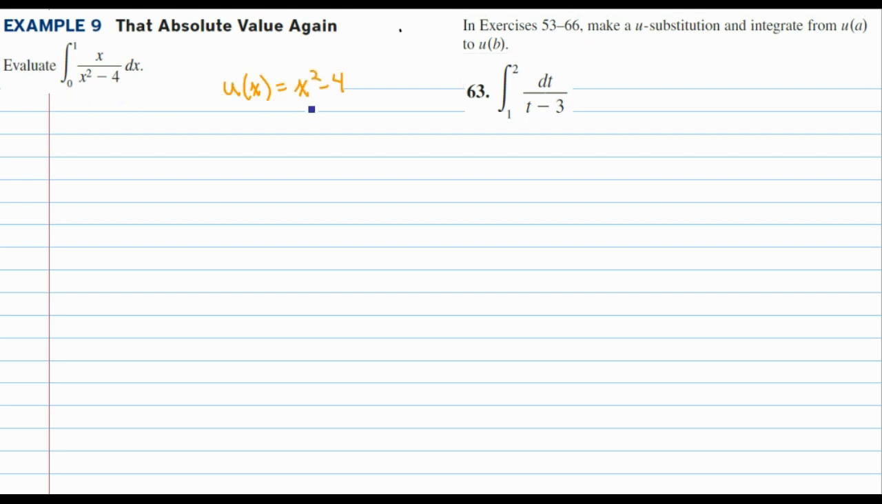And remember, that's a function of x, so we're going to have to change the lower and upper limits of integration. Now take the derivative, and we get 2x, so solve for dx for our substitution purposes, and we get du over 2x. So let's plug all that in. The denominator turned into u, and then for dx, we're going to use this expression, du over 2x.